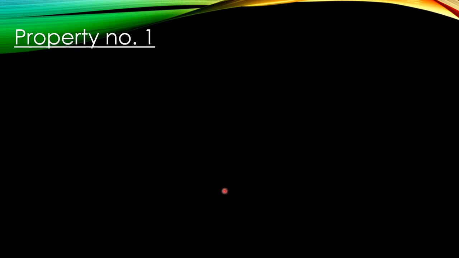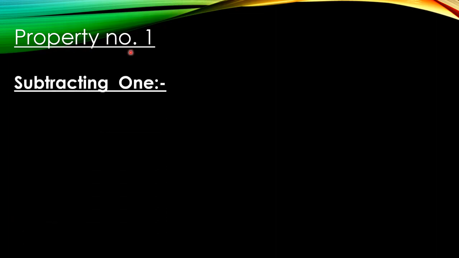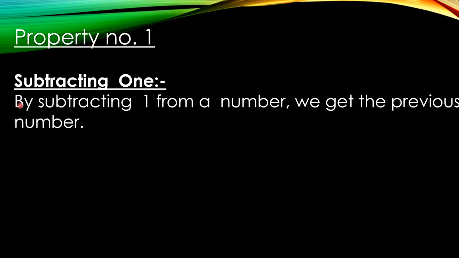So beta, before starting subtraction, first we will study about properties. So here in property number 1, subtracting 1. By subtracting 1 from a number, we get the previous number. अगर बेटा हम किसी नंबर में से 1 माइनस करना चाहते हैं, then we get the previous number means पहले वाला नंबर हमें मिलता है.